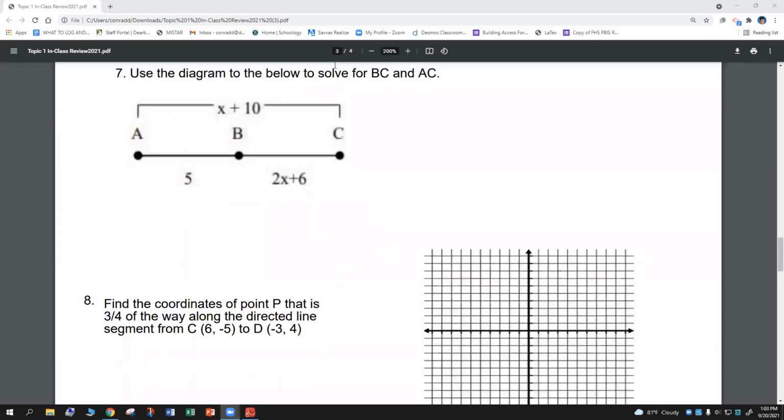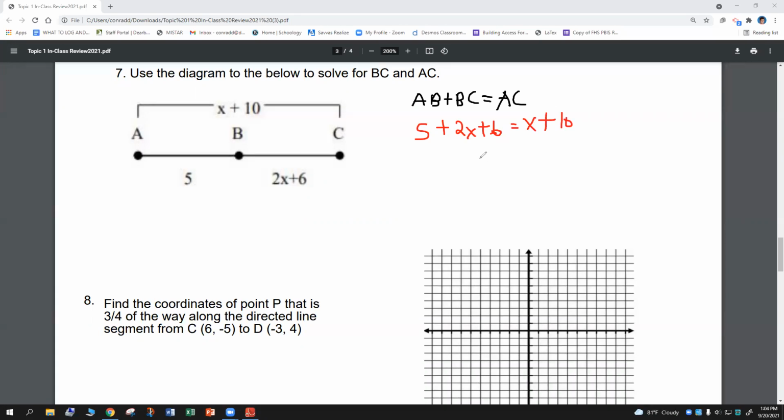Right, number 7. This is just a basic segment addition one. The first segment is AB, the second segment is BC, and then the whole thing is AC, right? So B's in the middle, so AB plus BC equals AC. We can substitute in. So AB is 5, plus BC is 2x plus 6, and the whole thing AC is x plus 10.